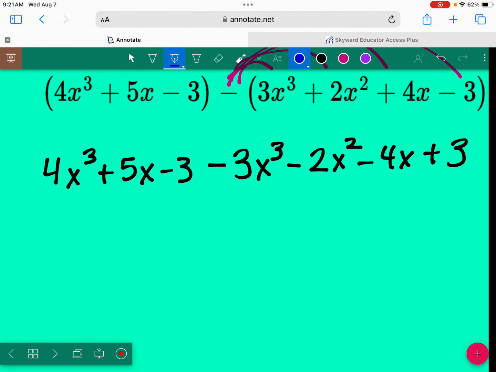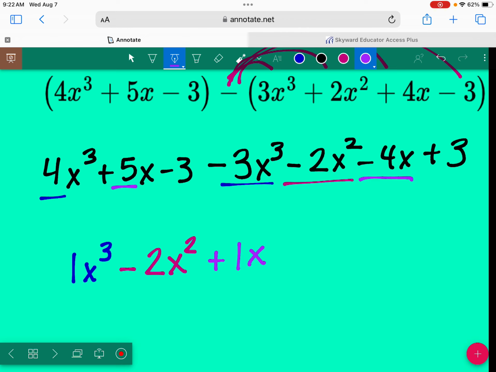What do we get when we start combining like terms? 1x cubed, which you don't have to put the 1, but I'm going to put it for right now. Minus 2x squared. Plus 1x. Again, you don't have to write the 1. I tend to write it just so that we're clear. And then what? And that's it, because minus 3 and plus 3 cancel out.